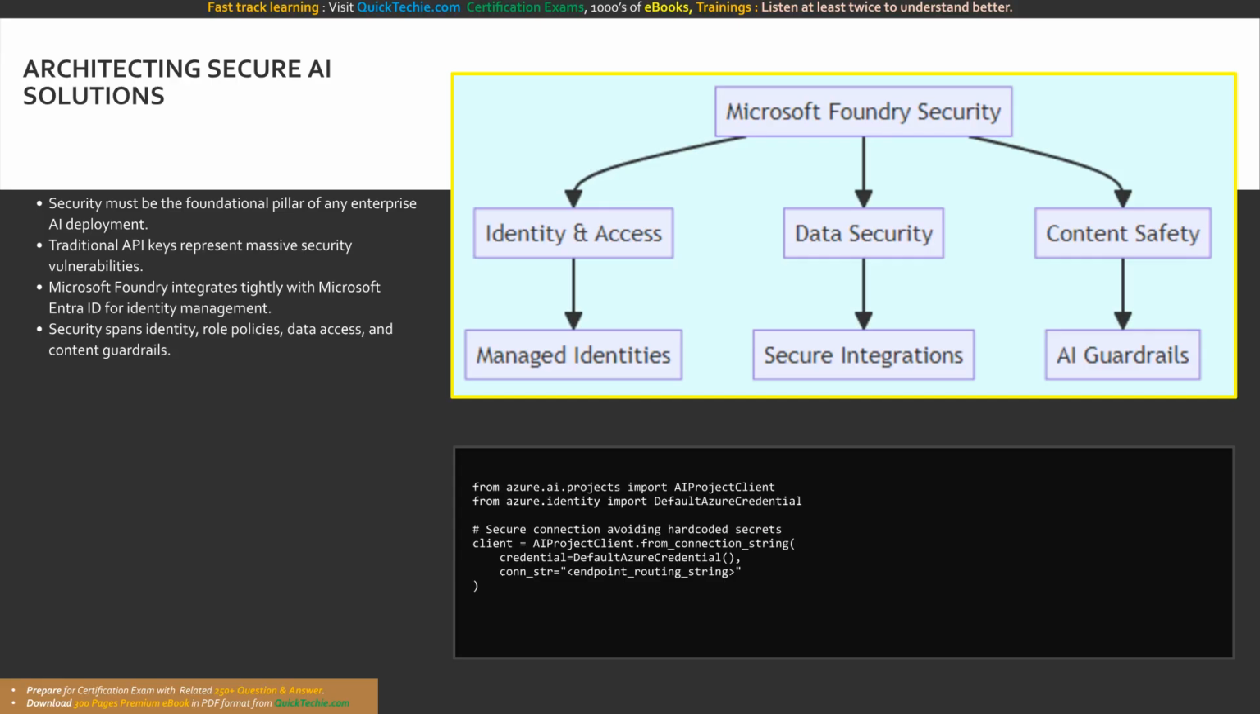This foundational code snippet demonstrates the AI project client securely authenticating via DefaultAzureCredential, seamlessly connecting to your Foundry infrastructure without exposing any plain text API keys. This flowchart maps the primary pillars of Microsoft Foundry security. It branches into identity and access managed via Entra, data security utilizing secure integrations, and content safety enforced by strict AI guardrails.